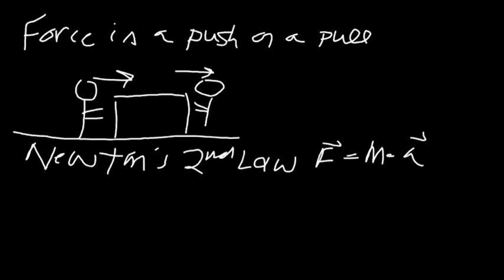So let's go back to this box here. Notice that I said net force. Net force is the sum of the individual forces. Let's call this person A and this person B. Person A is pushing on the box to the right, and person B is pulling on the box to the right. So there is a net force on the box to the right.